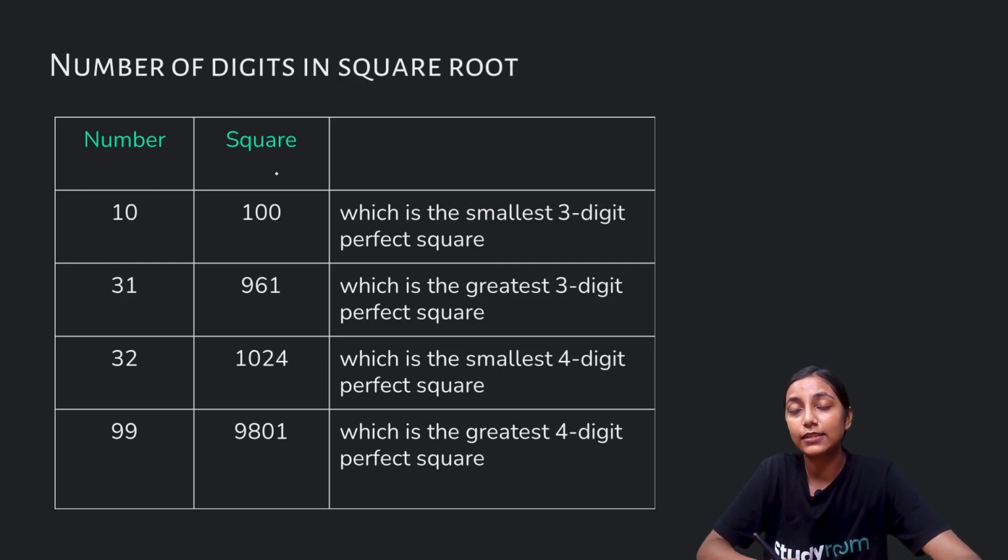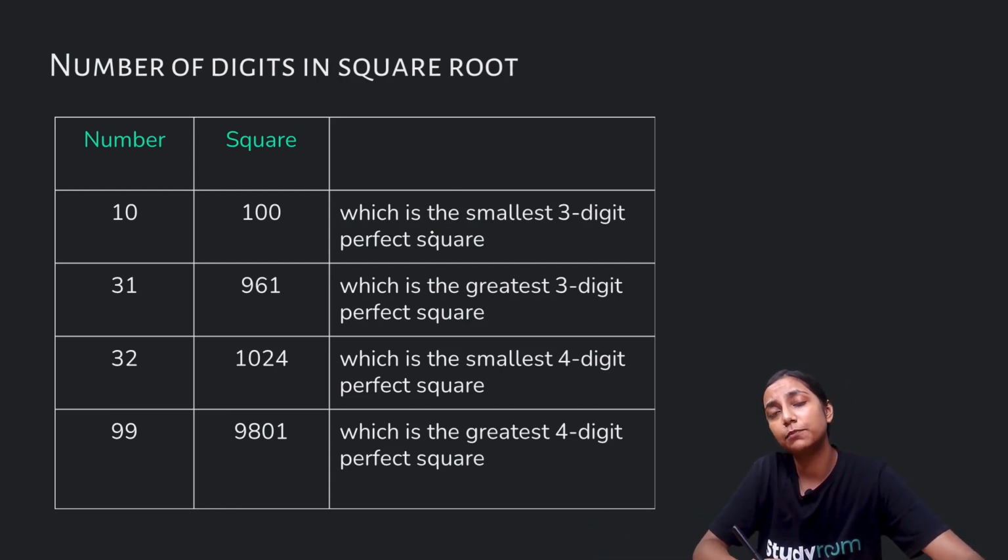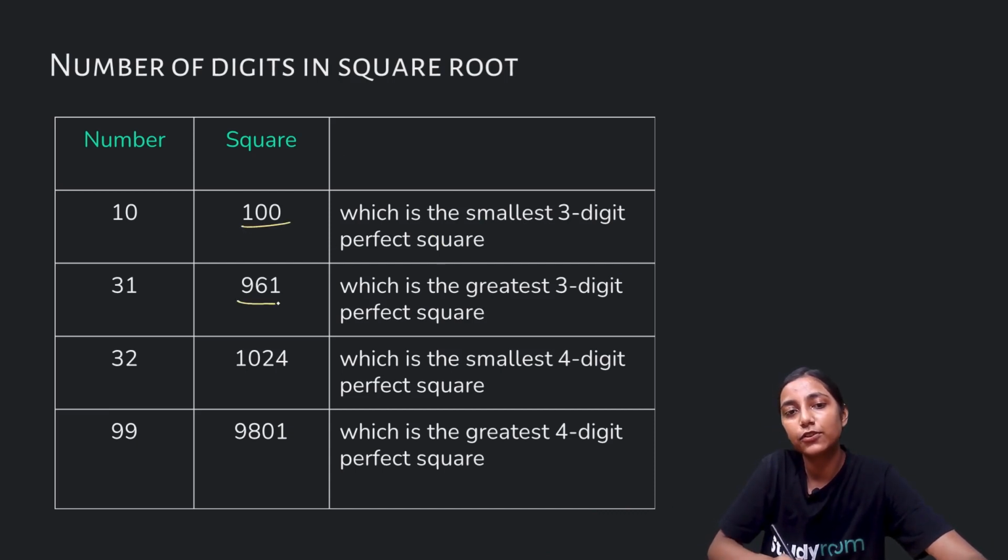The number is 10, its square is 100, which is the smallest 3-digit perfect square. Yes, 100 is actually the smallest 3-digit perfect square. So if anyone asks you which is the smallest 3-digit perfect square, that is 100. Which is the greatest 3-digit perfect square? It is 961. That is the square of 31. This 100 is the square of 10, you know that.